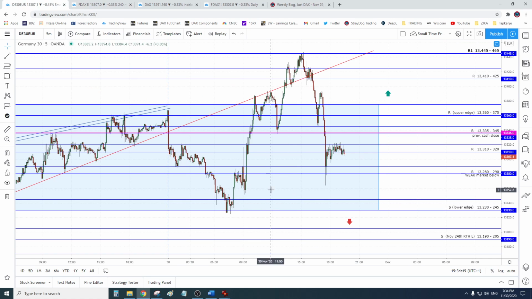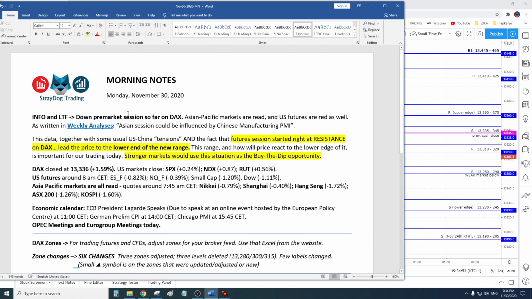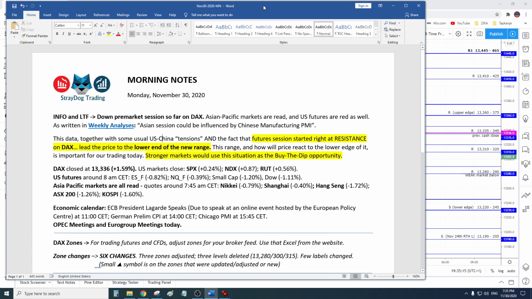So this is the zones chart that my subscribers get. And in the morning notes, in the first info part, I said that future session started right at resistance on DAX and led the price to the lower end of the new range. So if you are from Australia or some other countries in Asian time zone and you can trade at 1 to 3 a.m. Central European times, that was a fantastic opportunity to go short.